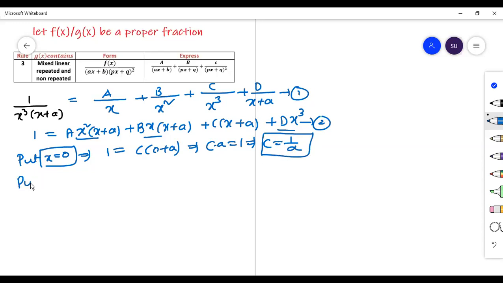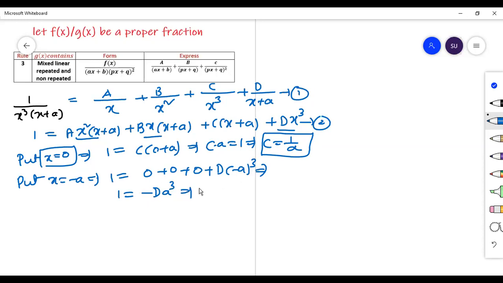In the same way, x plus a is there in the terms. To make them 0, I can substitute x is equal to minus a. That implies 1 is equal to 0 plus 0 plus 0 plus D into (minus a) whole cube. That implies 1 is equal to minus D a cube, because (minus a) whole cube is minus a cube. D is equal to minus 1 by a cube. So we found the C value and D value.